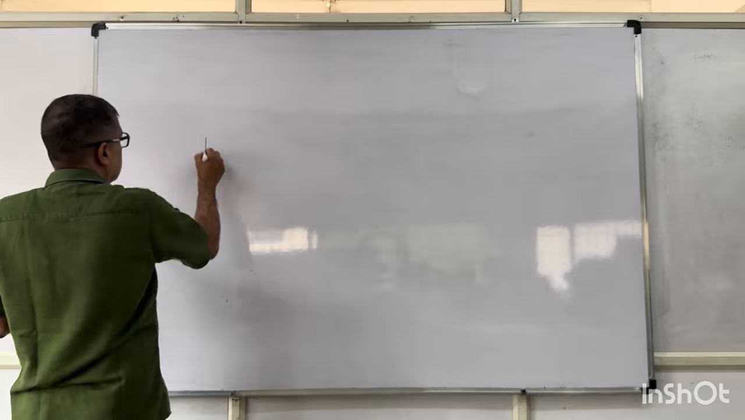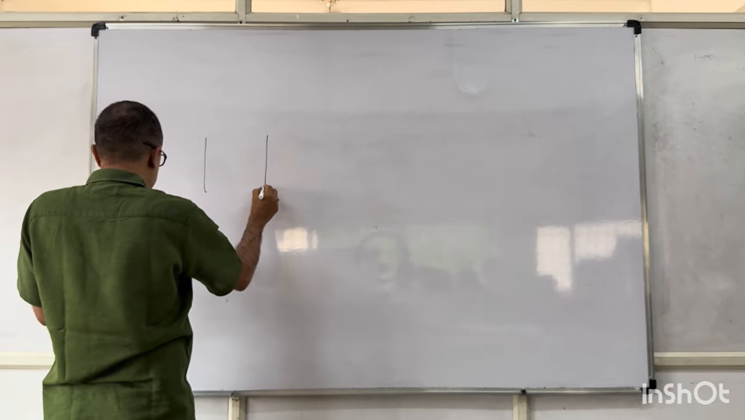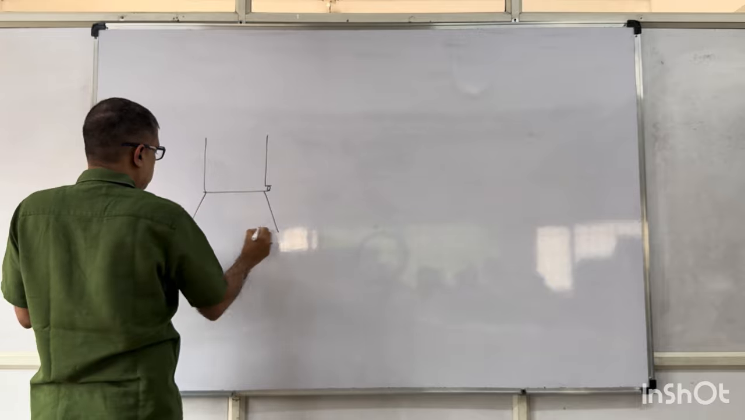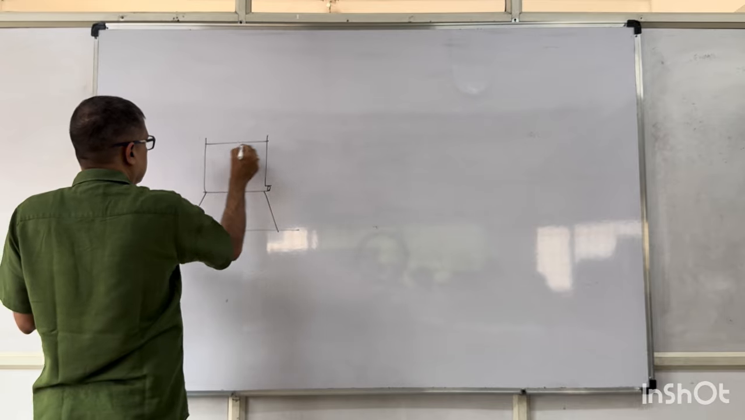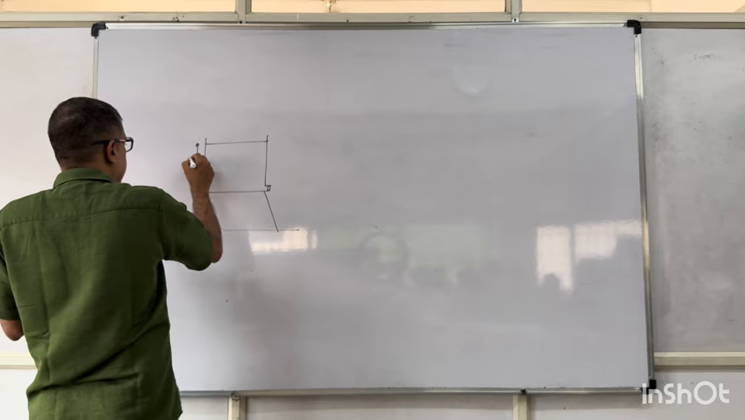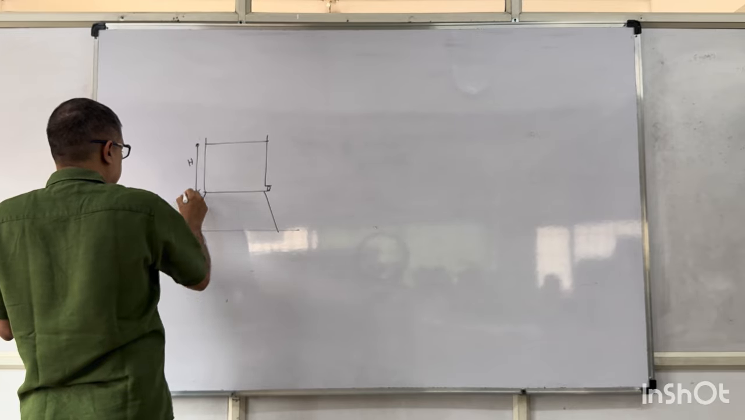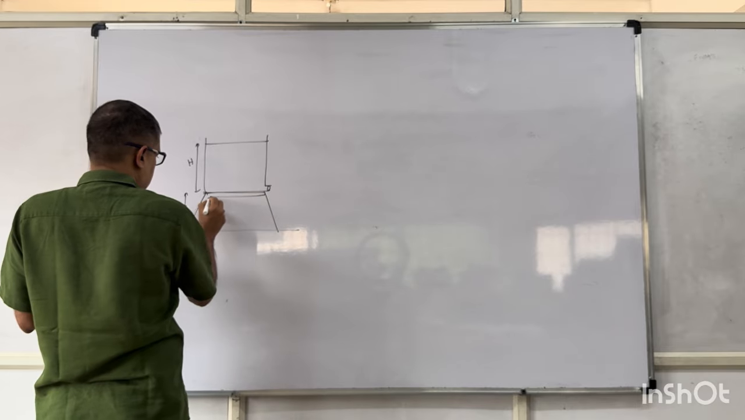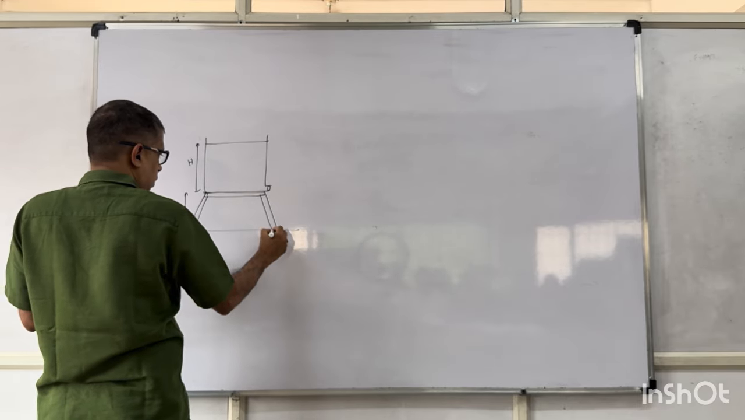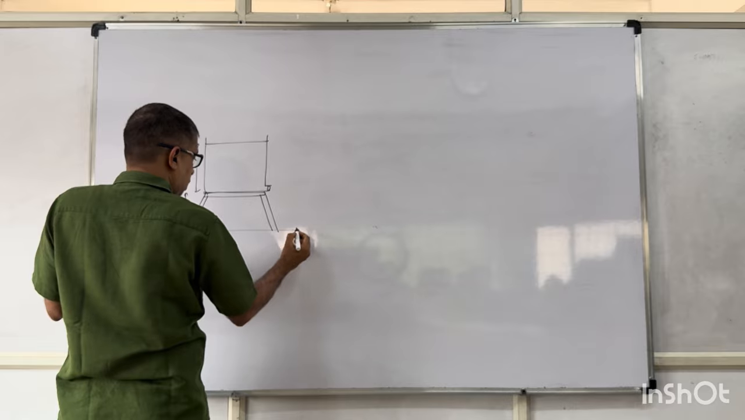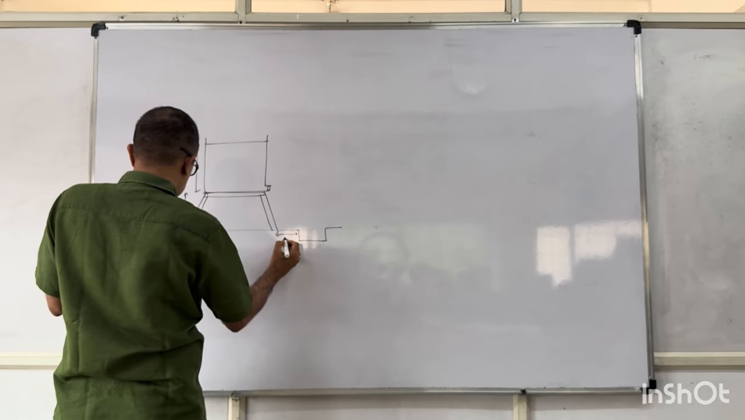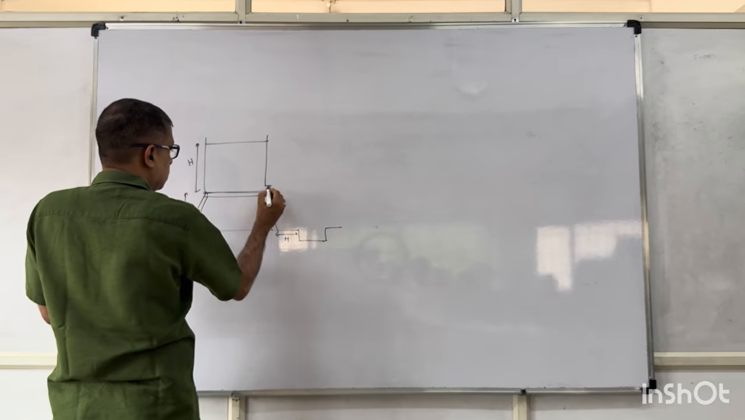Now listen. This is a container with a hole at the lower bottom, kept on the top of a table. Height of the liquid is h. Height of the stand is h. This distance is also h.